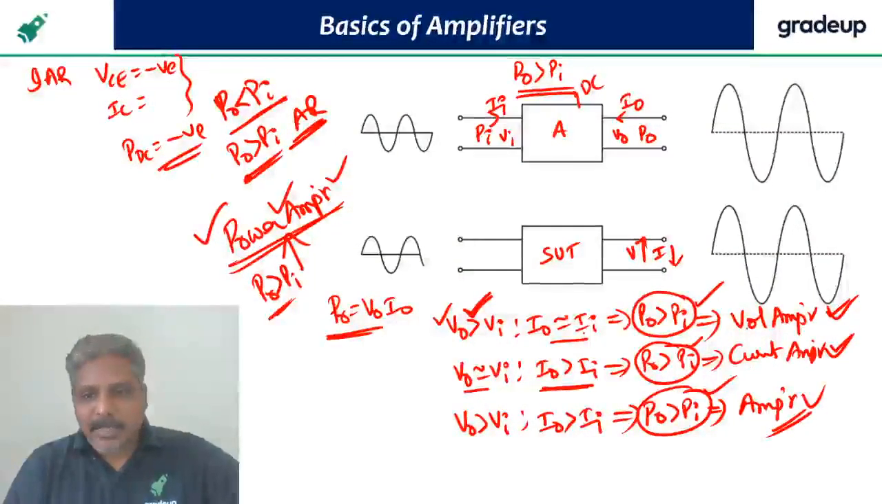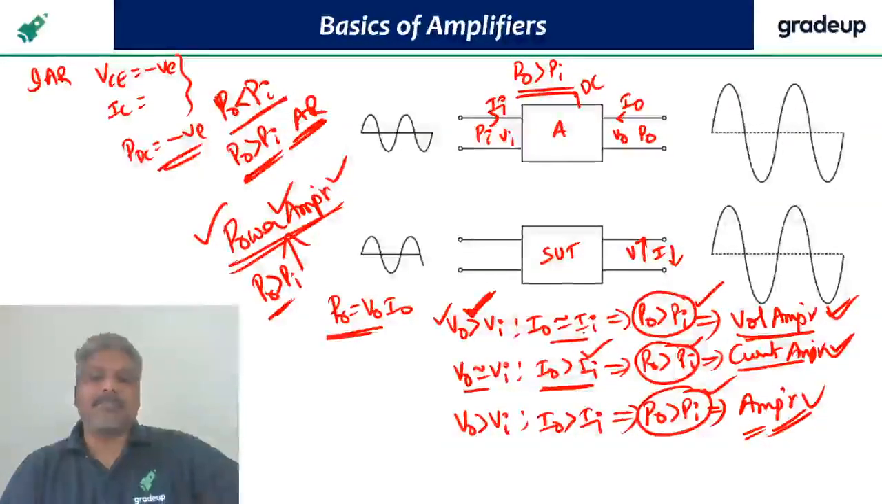Then why are you specifically calling it a voltage amplifier, sir? Because it is done by voltage only. This is done by only current. That's why we call it voltage and current amplifier. This is simply called an amplifier.